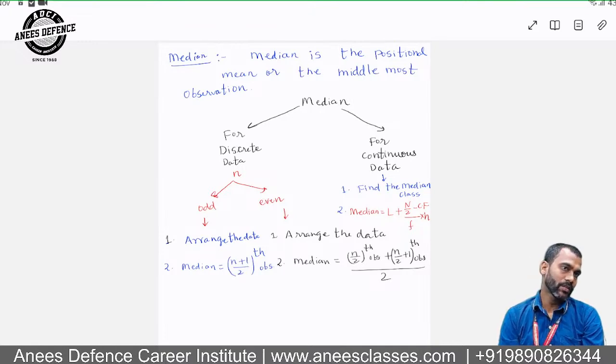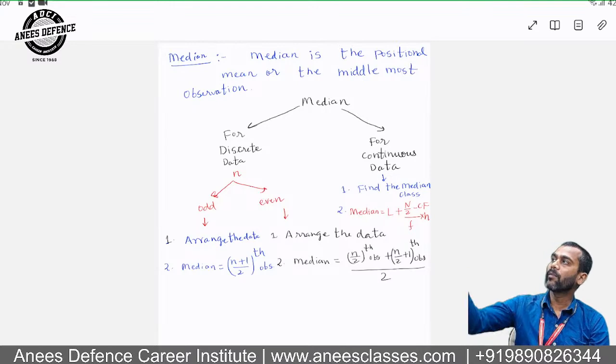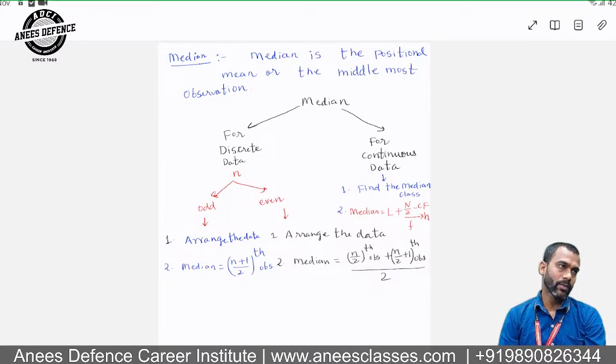So what do we need to do? Again, we have to arrange them in ascending order. We have to find one column called cumulative frequency. And then we have to find the middle one. If summation f is even, then we have to apply the second part. And if summation fi is an odd number, then the middlemost observation would be the (capital N plus 1) upon 2th observation.